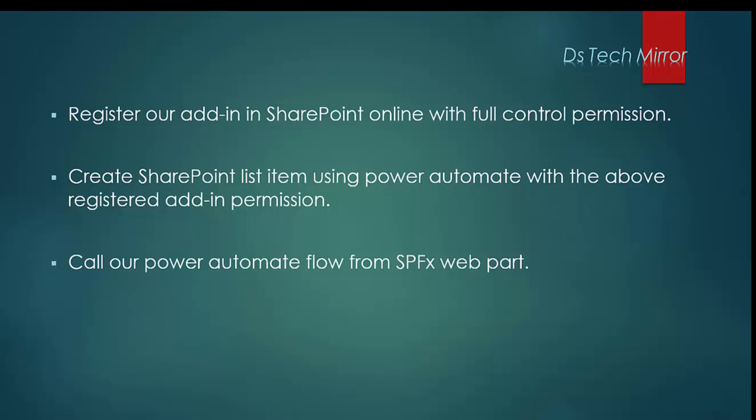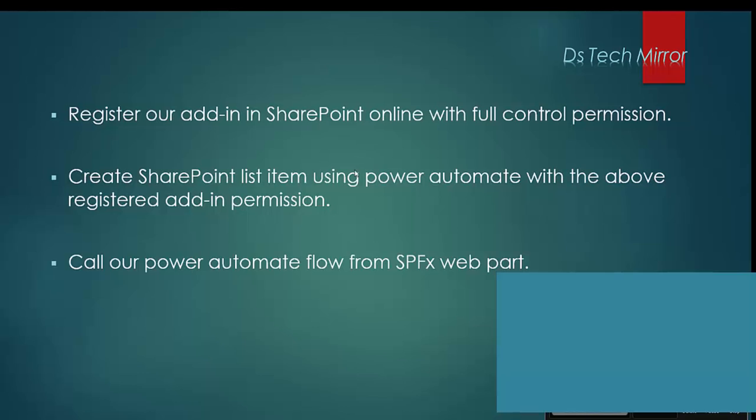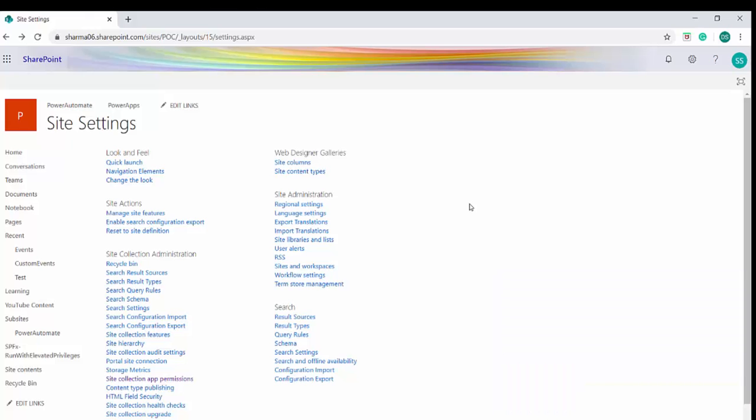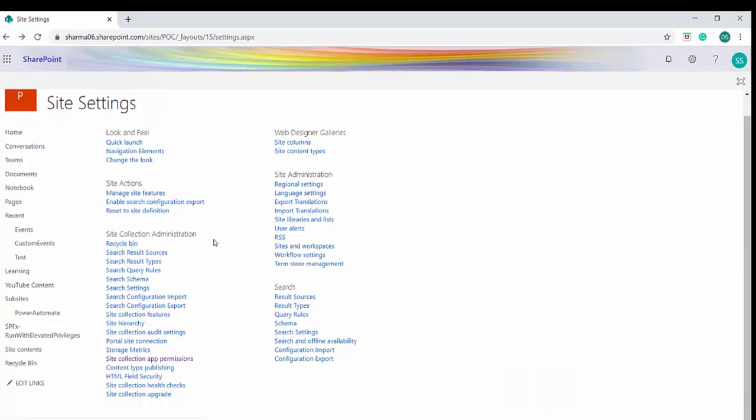Now we will be moving on to our next step, that is creating the Power Automate flow. Before that, I will show you that our add-in got registered. For that, I will go to my site settings. So this is my site settings page. From here, under site collection administration, I will go to site collection app permission.